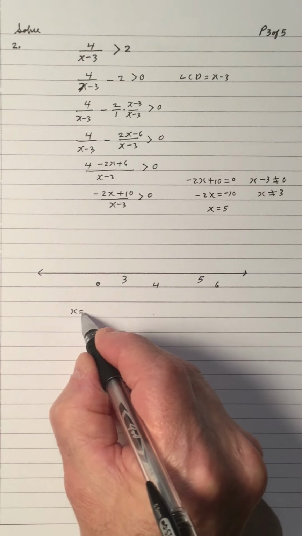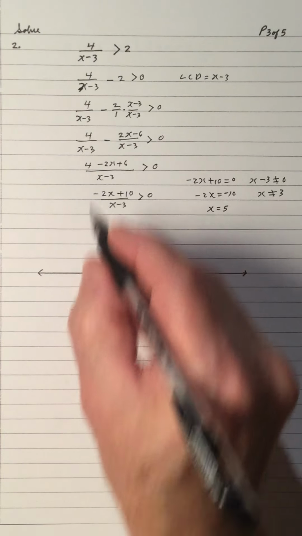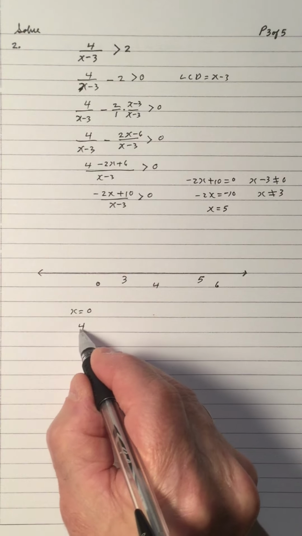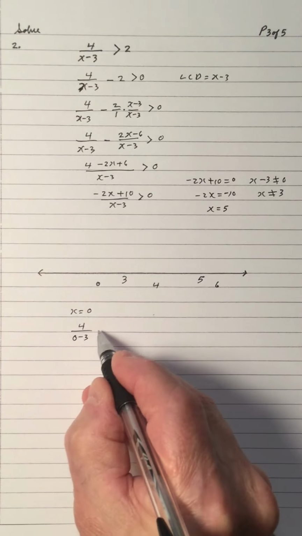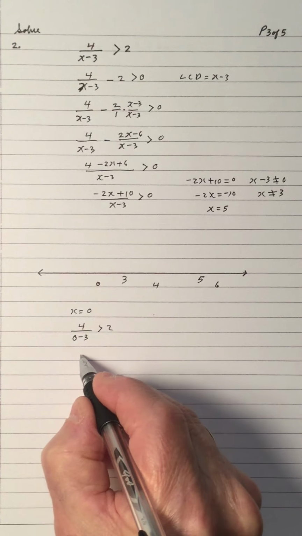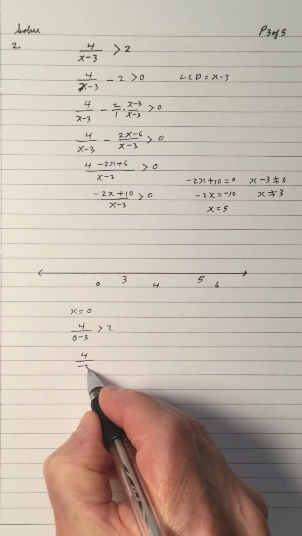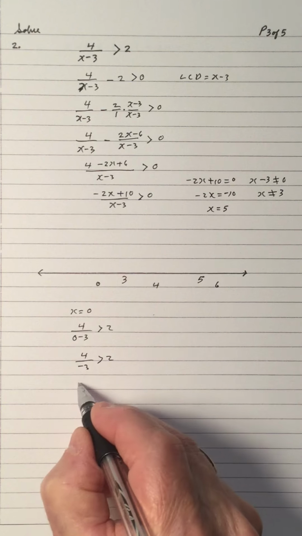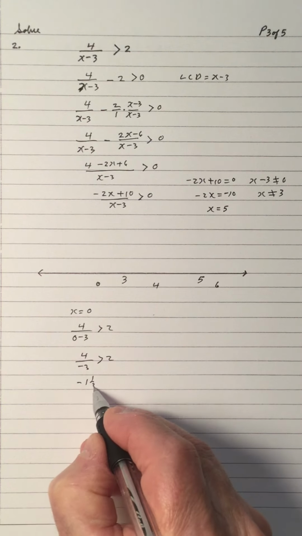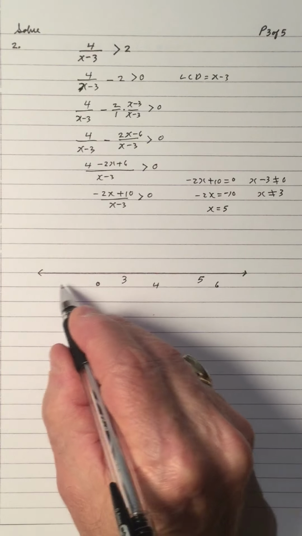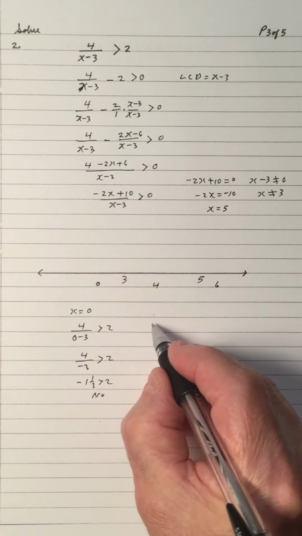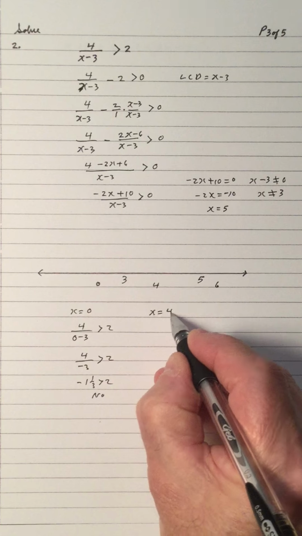So if x is equal to 0, so we got 4 over, put a 0 in, 0 minus 3 is greater than 2. So 4 over -3 is greater than 2. So -1 1/3 is greater than 2, and that's a no. So we can't take the numbers to the left of 3. And what about x equals 4?